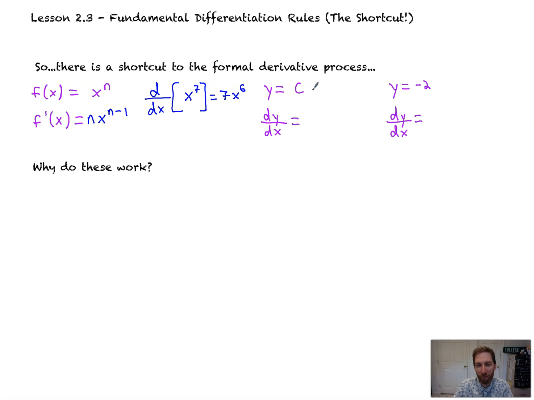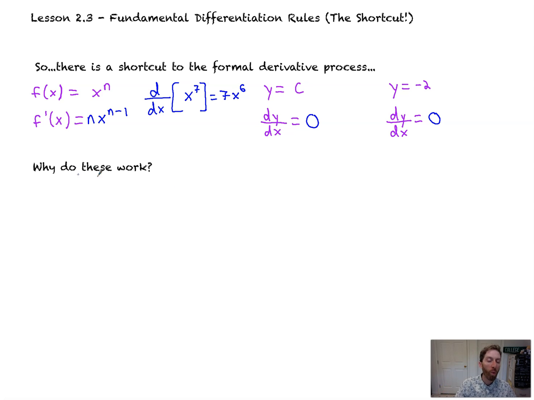Another rule we're going to go over is whenever you have a function equals a constant, the derivative, dy dx, I'm giving you different notation here, is equal to 0 every time. So if I give you y equals -2, the derivative of a constant is going to be 0. Done. It's pretty sweet, right?